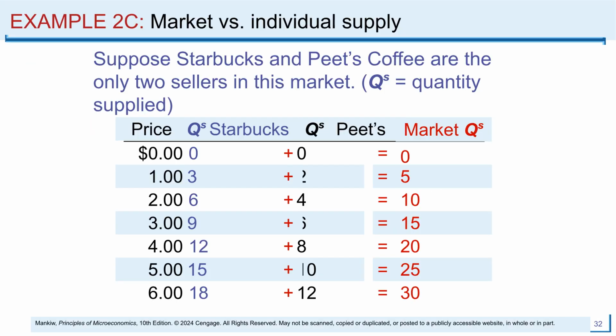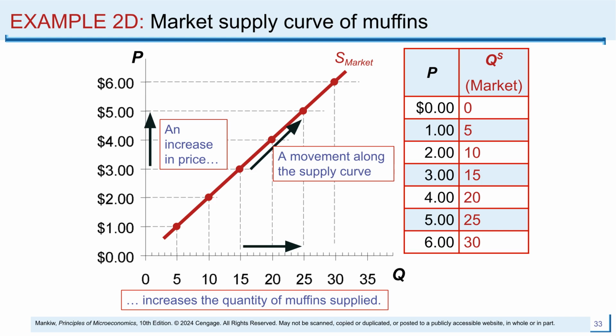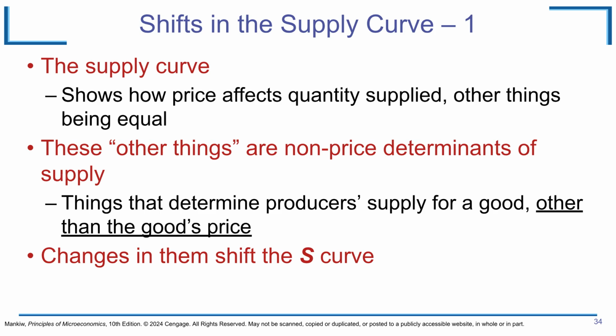In this example, we assume Starbucks and Peet's Coffee are the only sellers in the market. By adding their quantities supplied at each price, we determine the total market quantity supplied. This chart shows the market supply curve for muffins. Note that an increase in price leads to a movement along the supply curve, which represents an increase in the quantity supplied. The supply curve illustrates how price affects quantity supplied, assuming other factors remain constant.